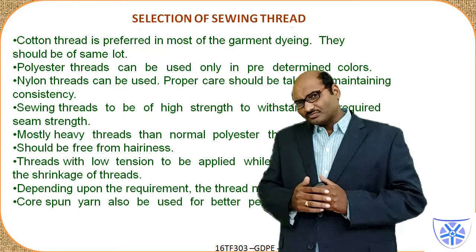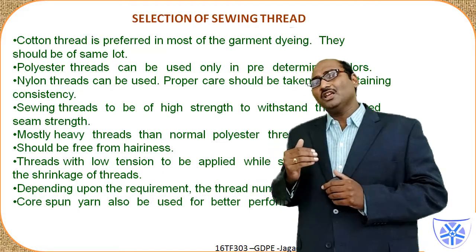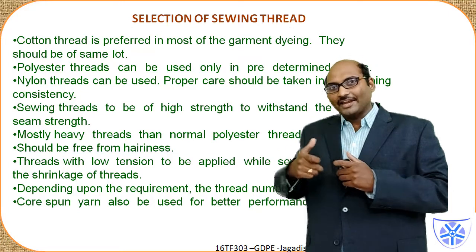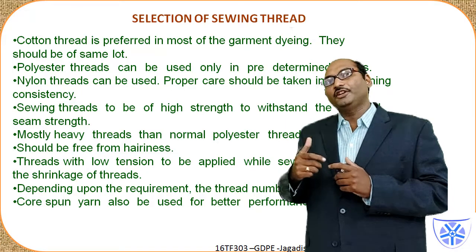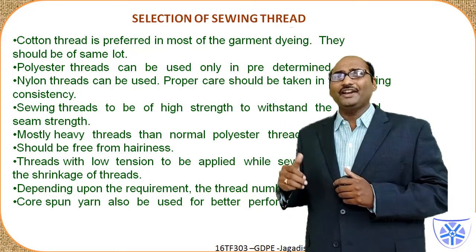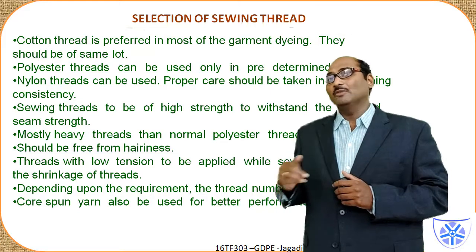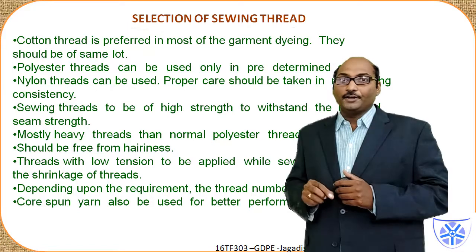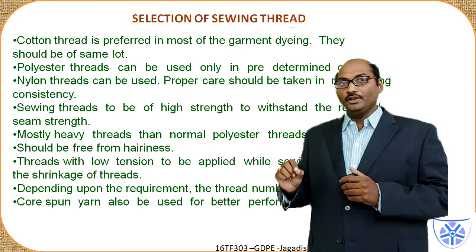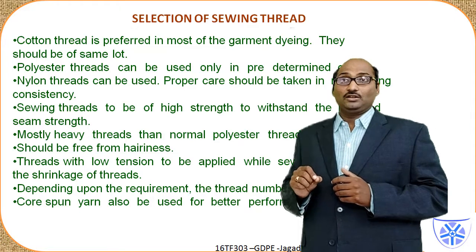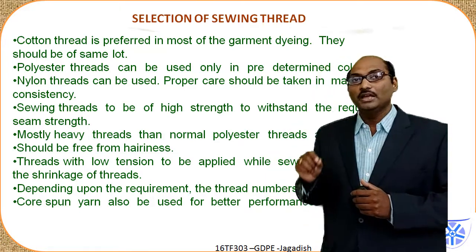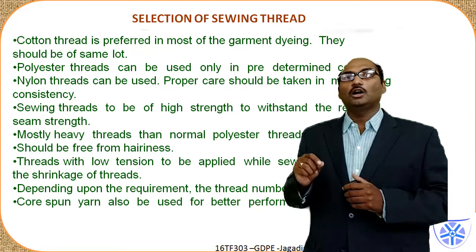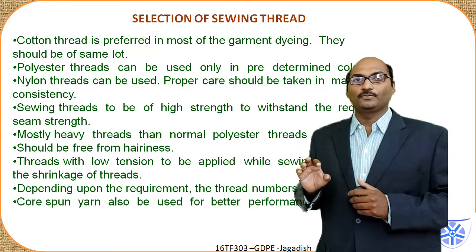Okay. Then the threads we should use at a low tension, such that if any shrinkage is there, it will tighten later, and then sufficient tension will be created. Otherwise, it would create a lot of unnecessary puckering in garment dyeing. So this point is very important that you should understand, that in order to avoid puckering, the sewing thread tension should be less. Or we need to select sewing threads which have very low shrinkage or are shrink proof.